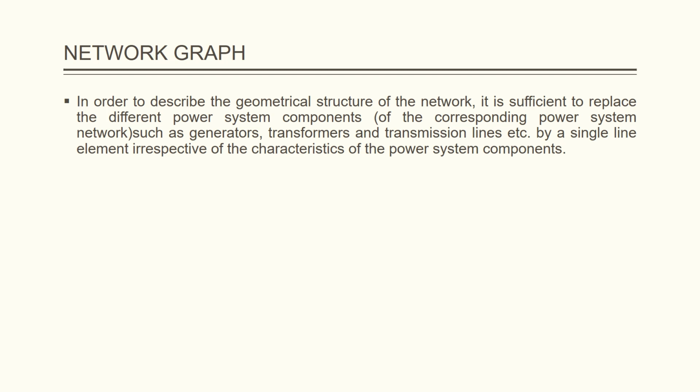Network graph. In order to describe the geometrical structure of a network, it is sufficient to replace the different power system components, such as generator, transformer, and transmission line, by a single line element, irrespective of their characteristics. A network is an interconnection of elements in various branches at different nodes.